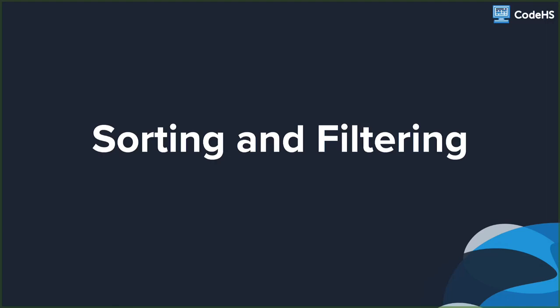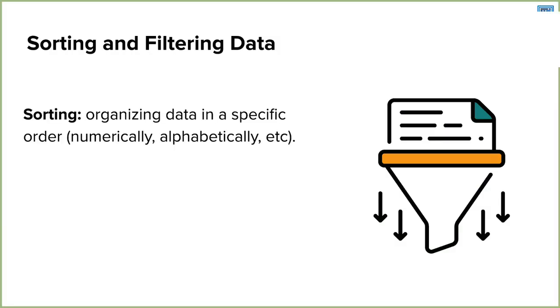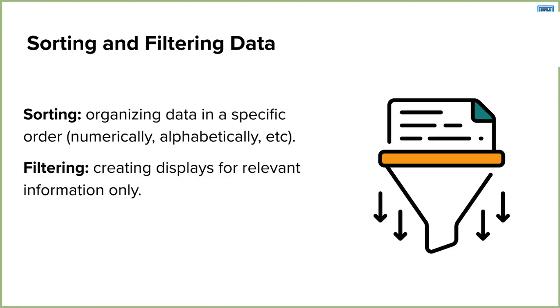Hi, in this video, you'll be learning how to sort and filter your data. Sorting your data means to organize your data in a specific order. That could be numerically, alphabetically, in ascending order, or descending order. To filter your data is to create displays for relevant information only.